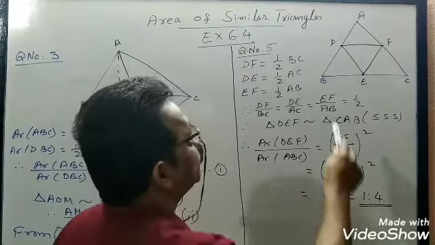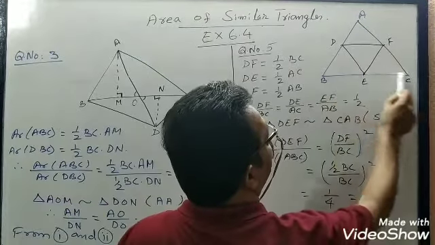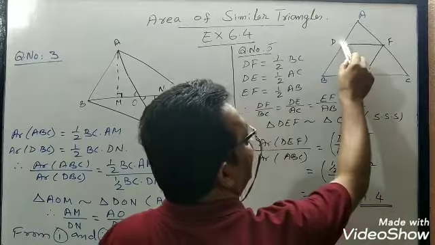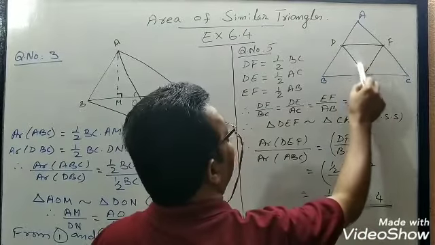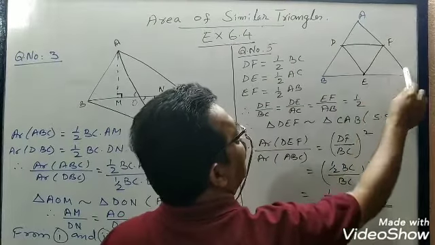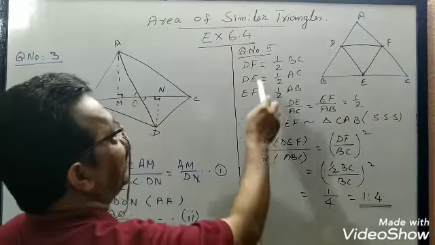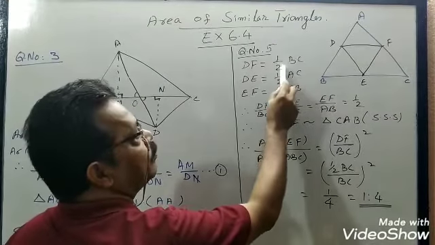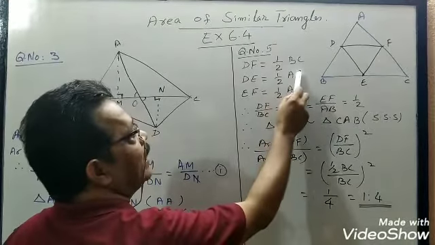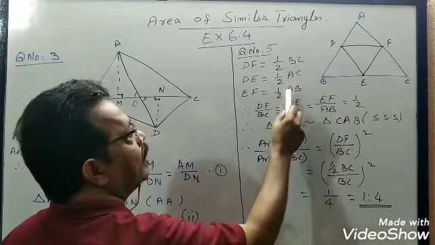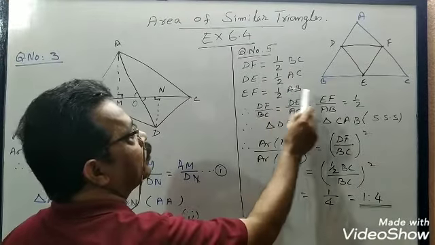So DF will be half of BC. In the same way, D and E are the midpoints, so DE will be half of AC and EF will be half of AB. Or we can take DF by BC equal to what? 1 by 2. DE by AC is also equal to 1 by 2. EF by AB is also equal to 1 by 2.